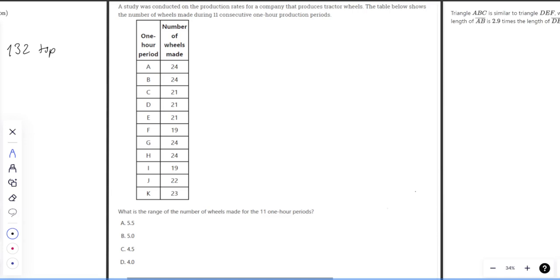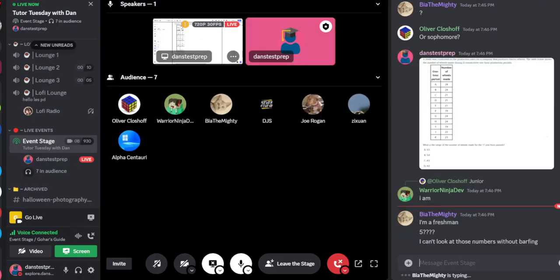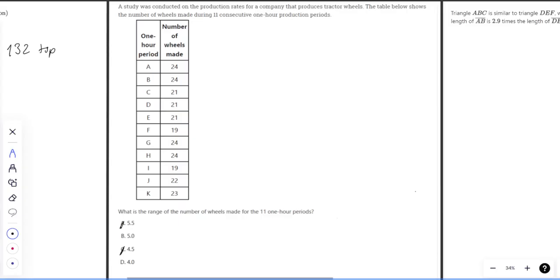Okay, if they made a whole number of wheels, I don't see how their range could be a decimal number. It'd have to be an integer. So right away you can eliminate A and C. 5? Let's see. Well, I think it's 5, right? Because the range is the highest number minus the lowest, which in this case is 24 minus 19, which would give us a range of 5. That's going to be B.